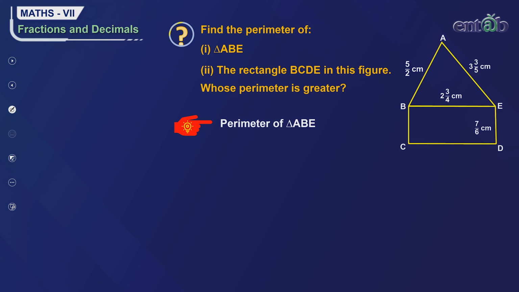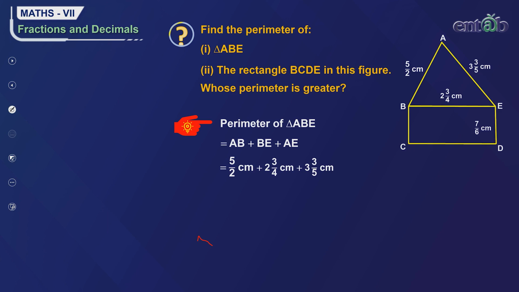Now, the perimeter of triangle ABE, if you see, is the sum of the lengths of all the sides, which is AB, BE and AE. The measure of AB is 5 over 2 centimeter, the measure of BE is 2 3 by 4 centimeter and the measure of AE is 3 3 by 5 centimeter.